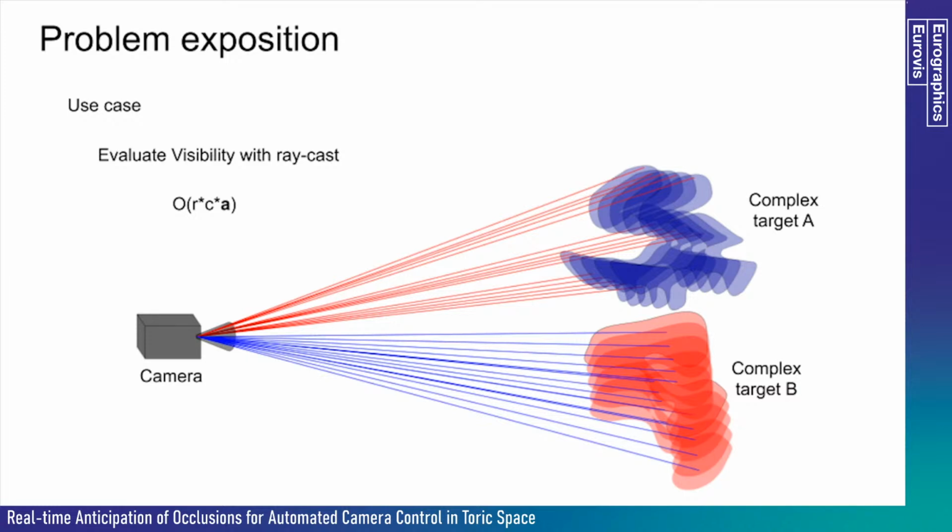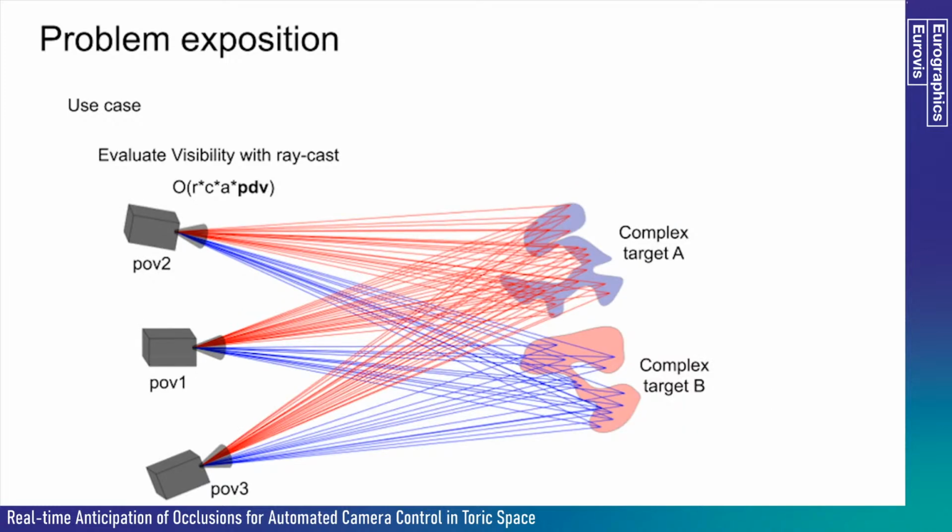If now we want to move the camera, then for the next frame, we need to know where to place the camera. This is why we need to do the same for many other camera locations. So once again, we need to multiply by the number of camera locations we sample. So we clearly see that for cameras, raycasting can become very expensive and provide very discrete information.